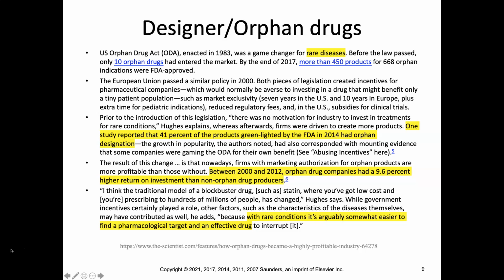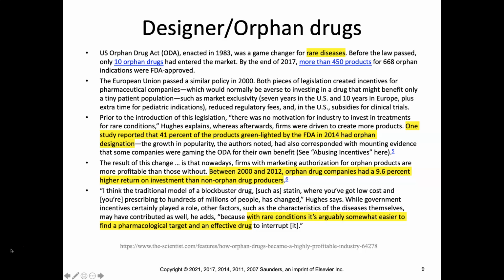Have you ever heard the term designer drug or orphan drug and wondered what that was about? It shows here that the Orphan Drug Act came in 1983, but prior to that, most drugs were designed for a broad spectrum of people and to treat conditions that affected many, many people. That was the way things were done. Those with rare diseases typically didn't get medications developed until a certain number of people had them.